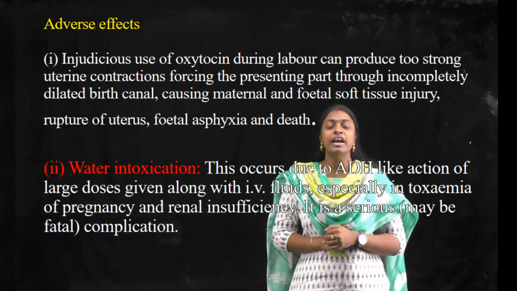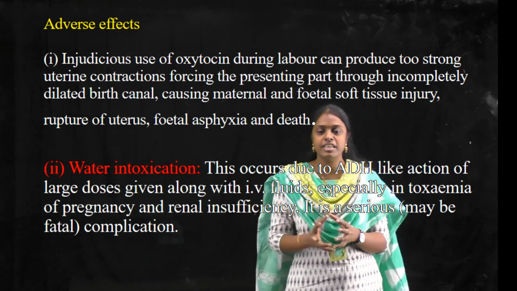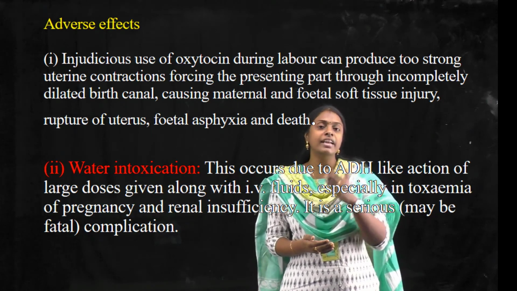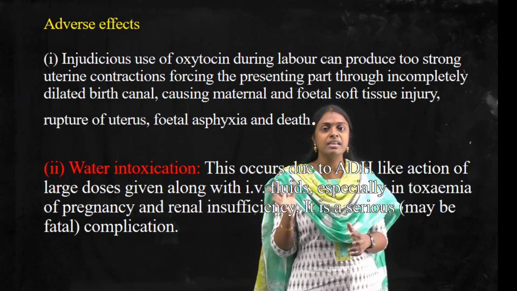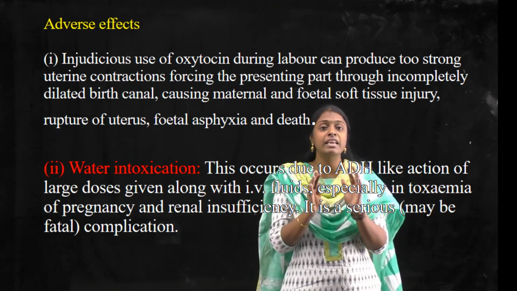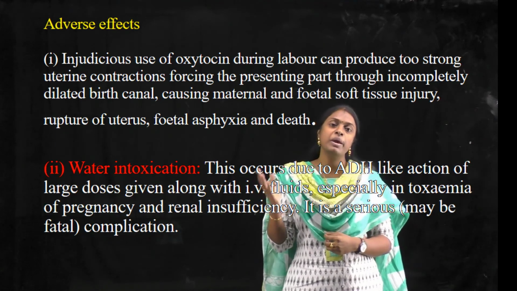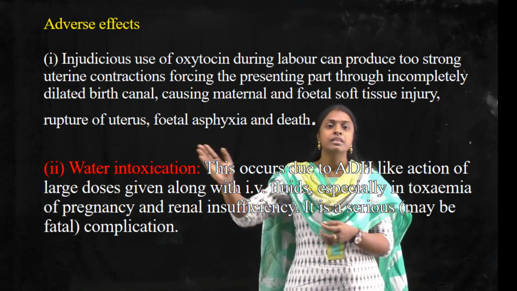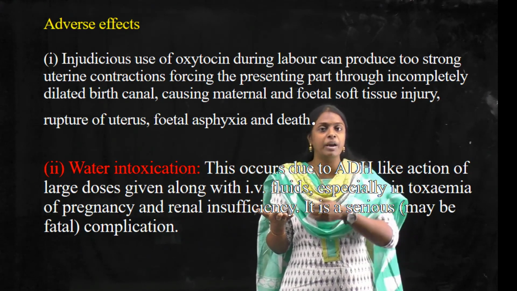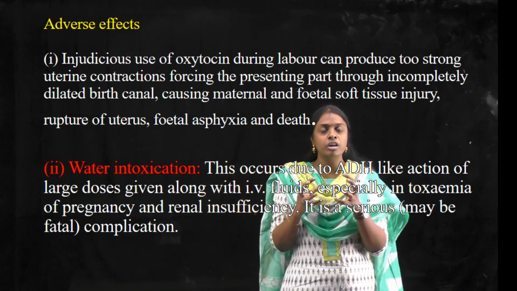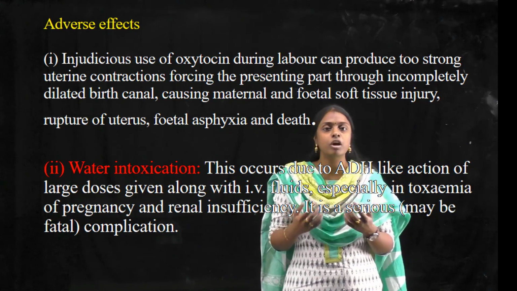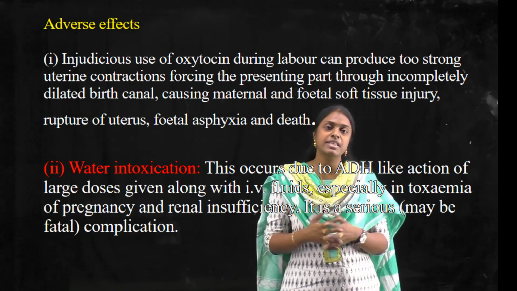Next one is water intoxication. In water intoxication, when oxytocin is given in higher dosages, it will act like antidiuretic hormone. So when it is acting like antidiuretic hormone, it will save all the water and it won't allow any water to go outside. This will be mainly in toxemia of pregnancy. In toxemia of pregnancy, there is an increase of blood pressure. So if we are saving all the water, again this will increase more water in the body and it may also cause pulmonary edema. And in some cases, even the fetus may die.